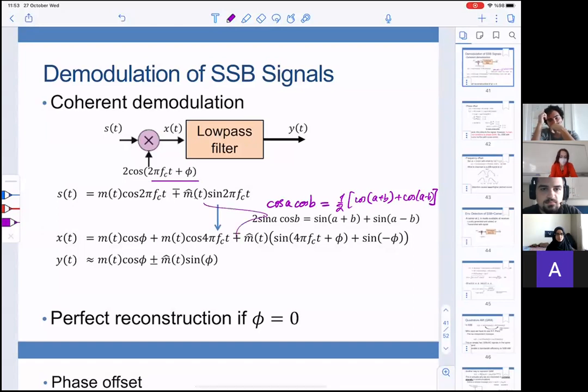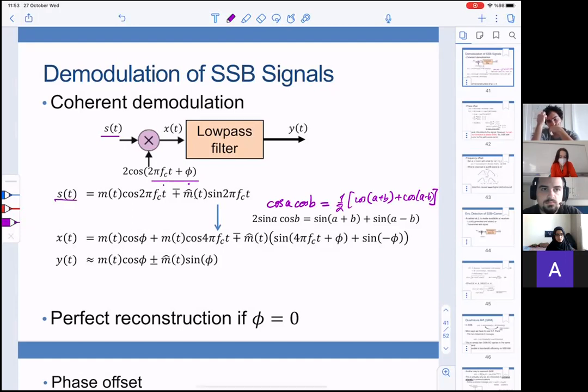Suppose you have the carrier at the correct frequency with a phase mismatch, a phase offset. Let's see the result of demodulation. The demodulation process is similar to the demodulation of double sideband, where you mix the incoming modulated signal, the received signal, with a cosine, and then low pass filter the result.